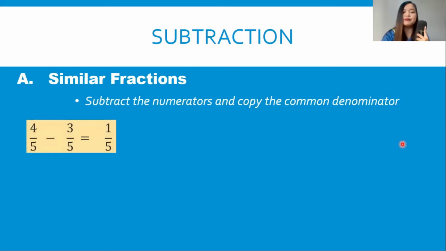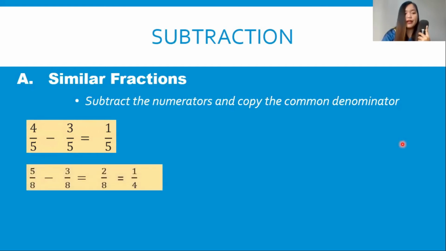Example number 1. 4 over 5 minus 3 over 5 equals 1 over 5. Simple. Just subtract the numerators and copy the common denominator. Also, 5 over 8 minus 3 over 8 is equal to 2 over 8. And we are going to simplify that by dividing both by their GCF, which is 2. So 2 divided by 2 is 1 and 8 divided by 2 is 4. Therefore, your answer is 1/4.